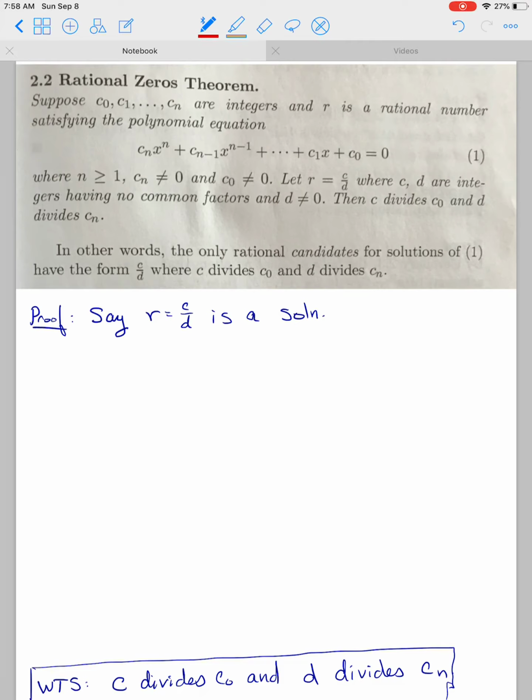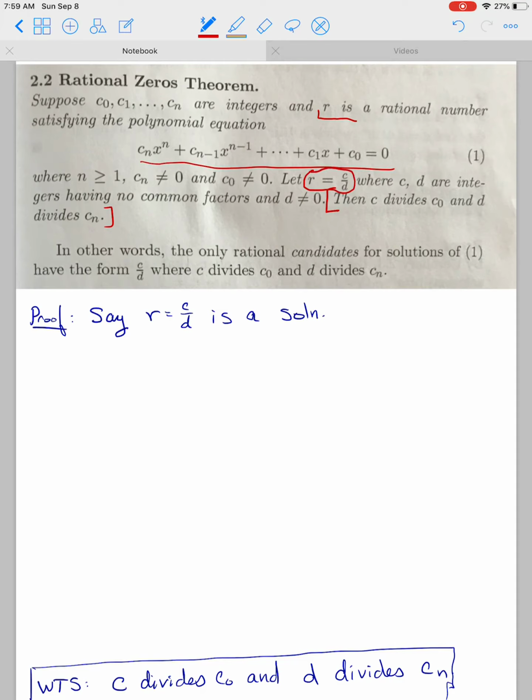The main point is to look for the conclusion of the proof, right? So the main assumption, well, okay, we have some integers c0 through cn. We have a rational number r. It's not just any rational number. It's one that satisfies this equation, right? And we're assuming that r is a fraction of the form c over d, right?